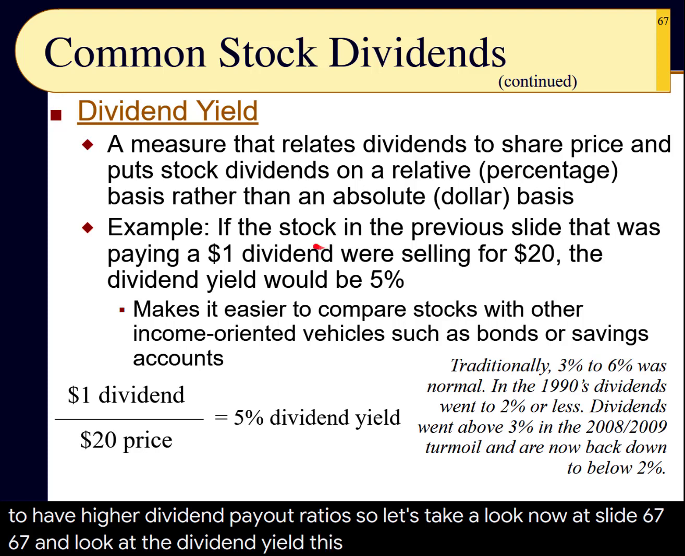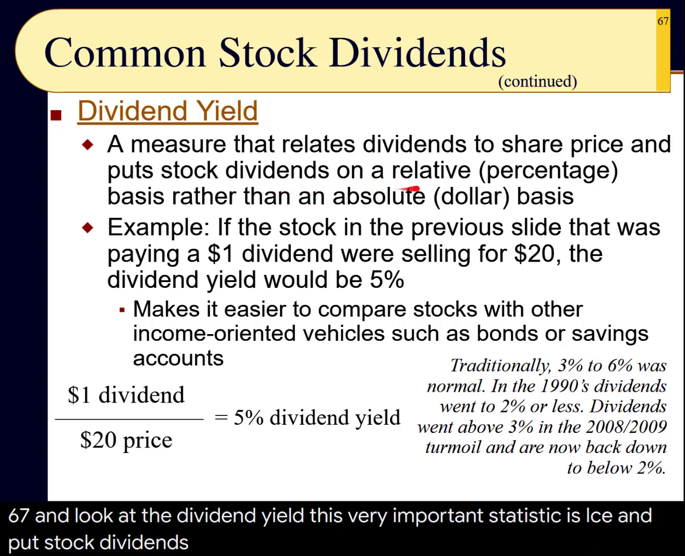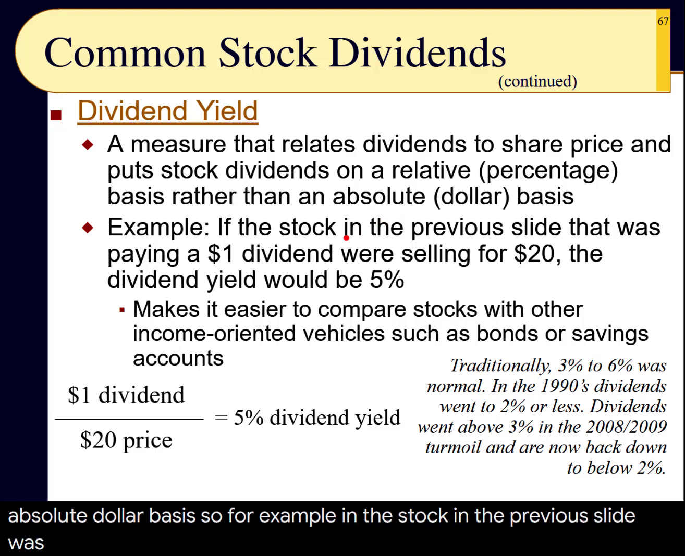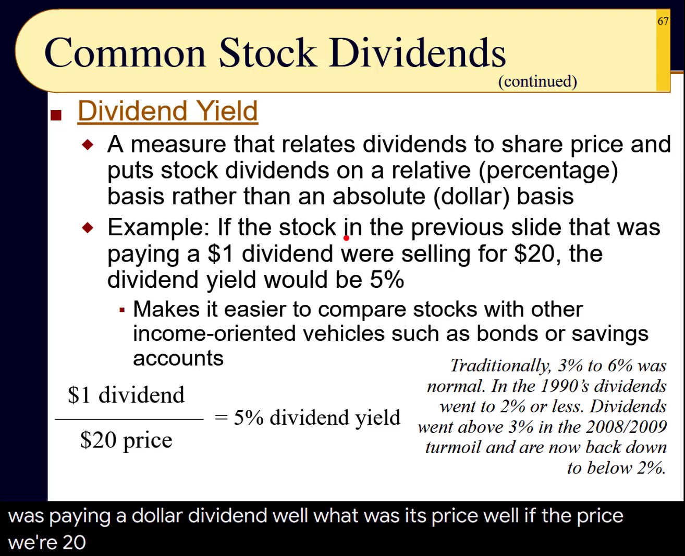This very important statistic is a measure that relates the dividends to the share price and puts stock dividends on a relative percentage basis rather than an absolute dollar basis. So, for example, the stock in the previous slide was paying a $1 dividend. Well, what was its price? Well, if the price were $20, the dividend yield would be 5%. That's a very simple calculation.